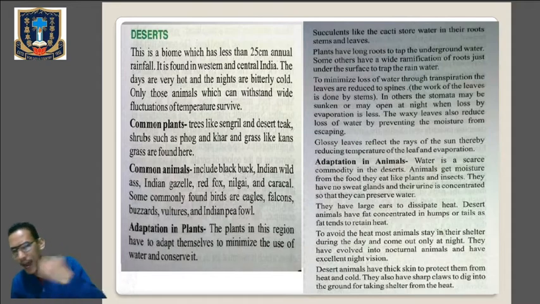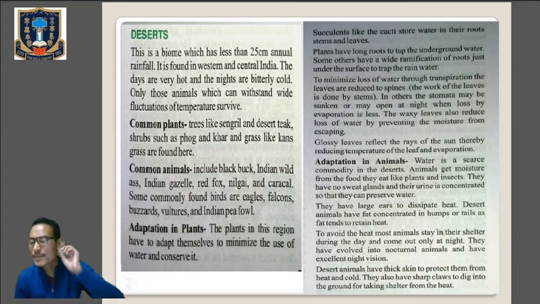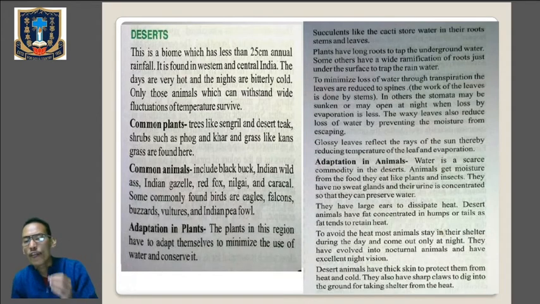So urine will be highly concentrated. So why are they doing this? In order to conserve the water, in order to preserve the water. They have large ears to dissipate heat. Desert animals have fat concentrated in humps or tail, as fat tends to retain heat.